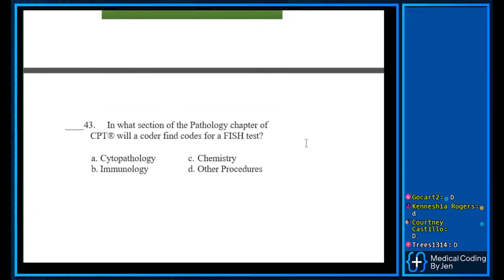All right, what do you guys think about this question? What are we dealing with here? What kind of pathology are we working with?